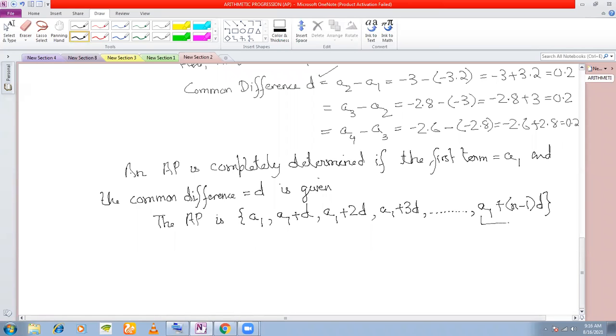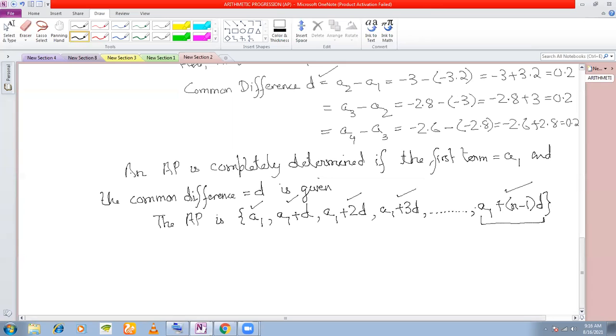Okay, now this is something that is very important. We'll come to this a little later. For the time being, just remember that the first term is A1, second term is A1 plus D, third term is A1 plus 2D, fourth term is A1 plus 3D, and the nth term is A1 plus n minus 1 into D. Okay, if you know the first term and if you know the common difference, then this is the set that you can write.